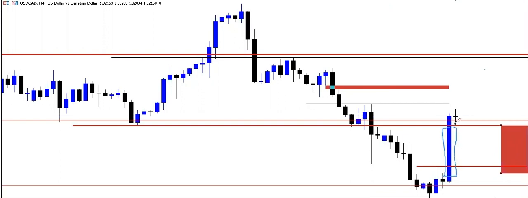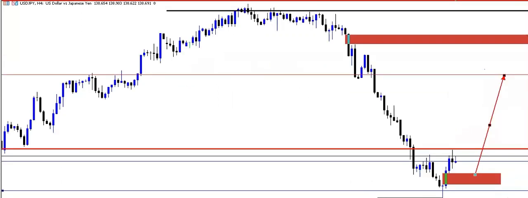So upon opening of the market, price may decide to fill this fair value gap, maybe leave a pin bar, retrace and continue to the upside. Then around this zone also form a higher low, a lower high. Then we look for change of structure and then continue to the downside. Since the overall structure on daily is bearish, all we'll be looking for is bearish setups. That is on USD CAD.